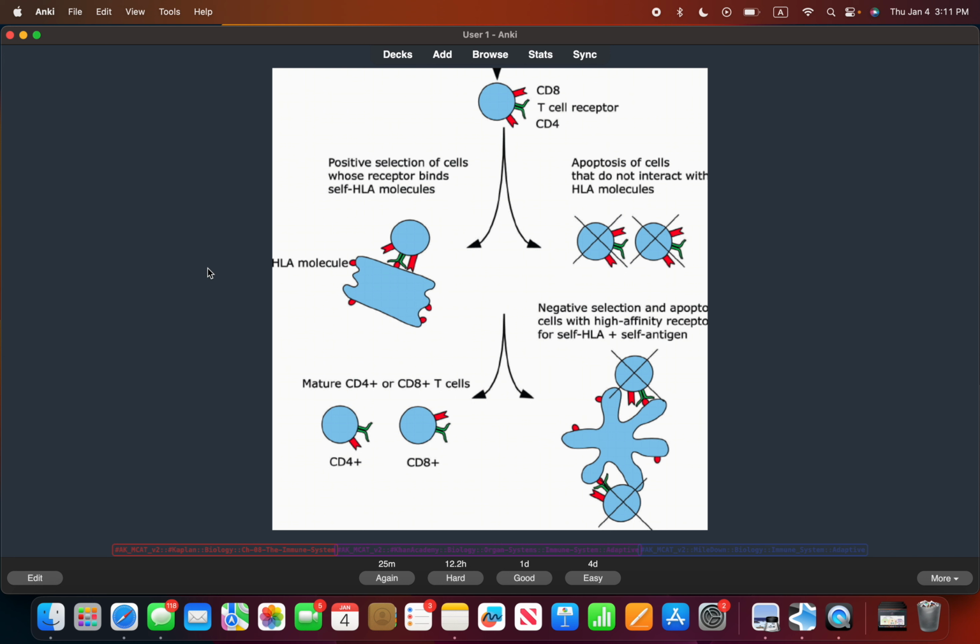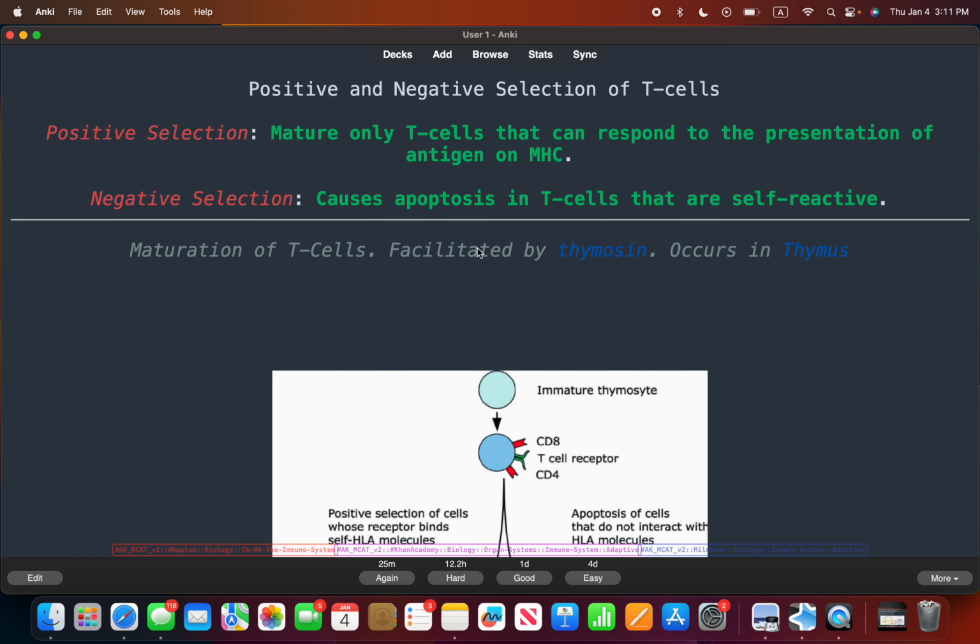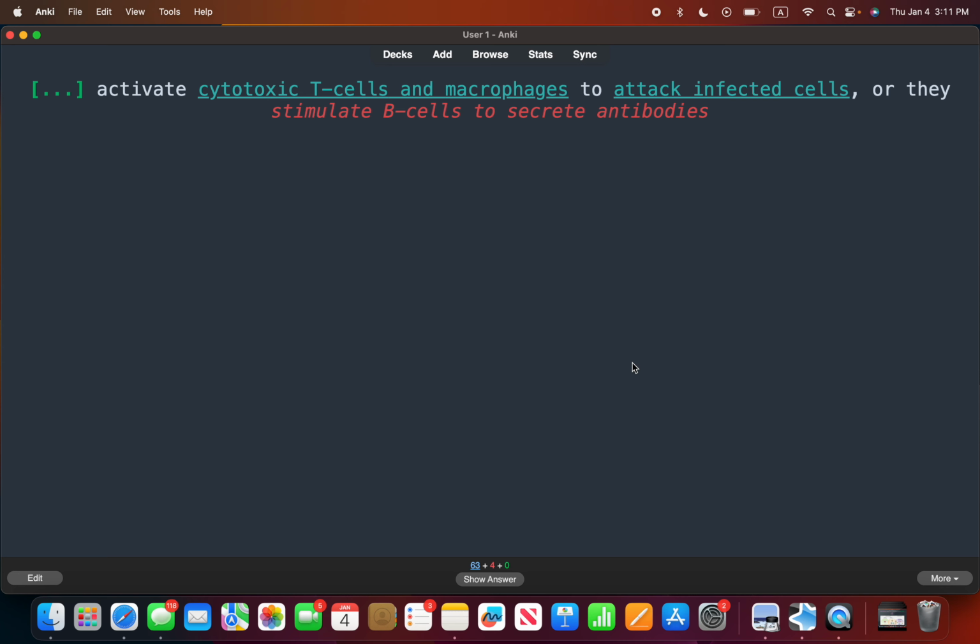So the mature CD4 plus or CD8 plus T cells are formed on the left side, but the negative selection in apoptosis does not form any mature T cells, neither CD4 plus or CD8 plus. You can watch the Khan Academy on this later. So what activates cytotoxic T cells?